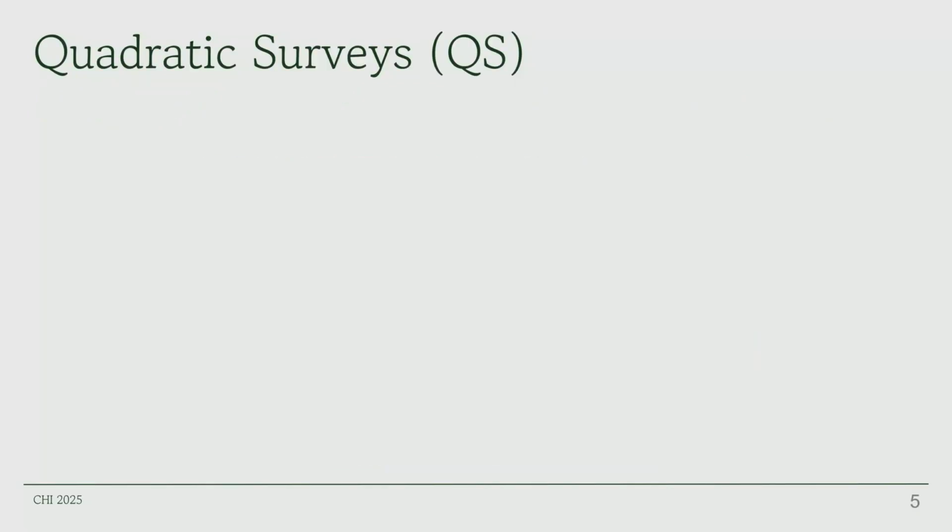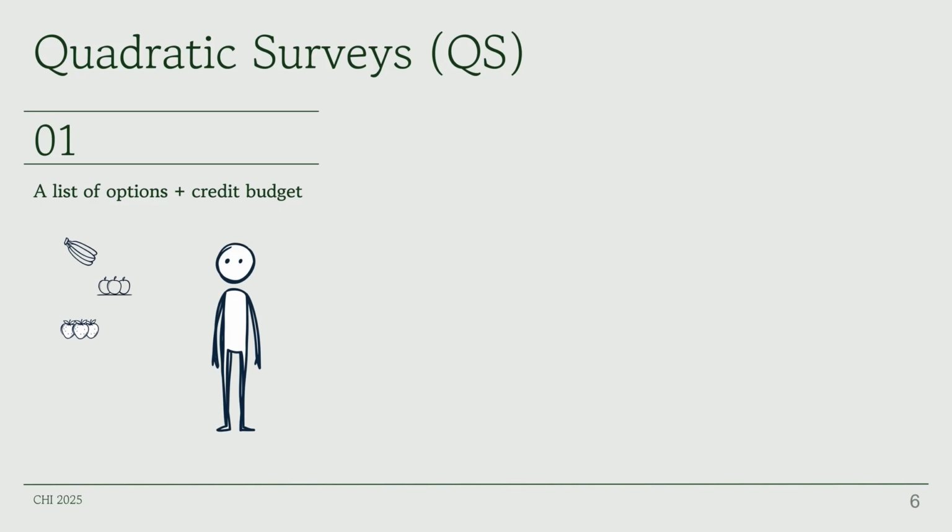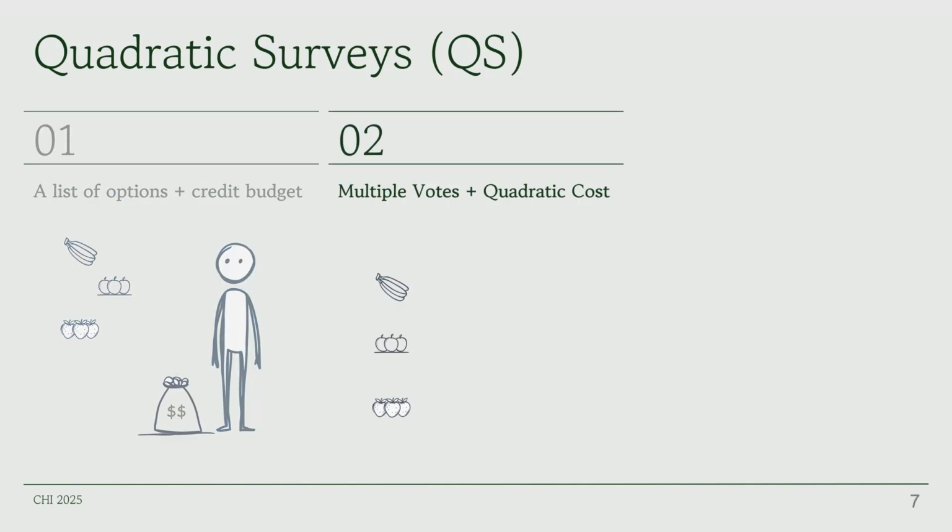How does it work? Let's take a look at an example. In Quadratic Survey, there are three key elements. We begin from the first one. Suppose Sam wanted to express their preference across a list of fruit options on a survey provided by the Weekend Fruit Fest organizers. The options were bananas, apples, and strawberries. The survey provided Sam with $20 to express their preferences.